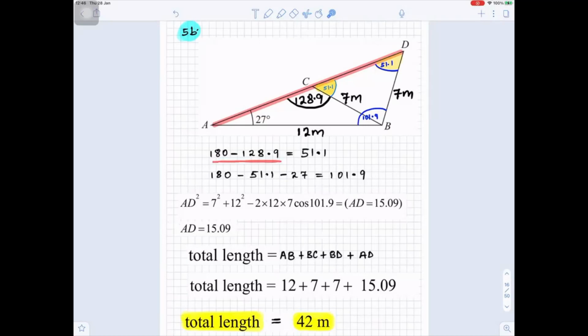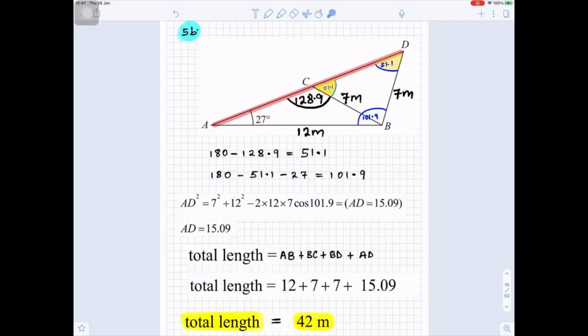180 minus 128.9 gives us 51.1, which is that angle there. And 180 minus 51.1 and minus 27 would give you this angle. That's how we got 101.9: 180 minus 51.1 and minus 27 will give you 101.9.